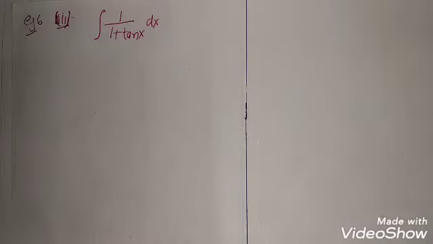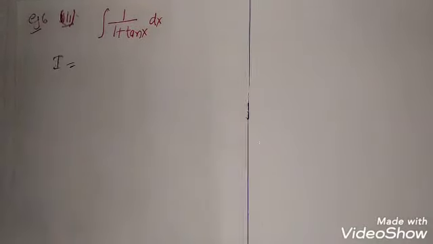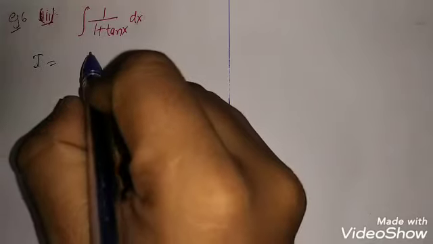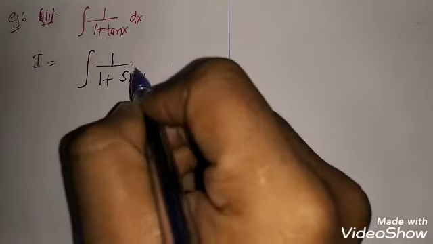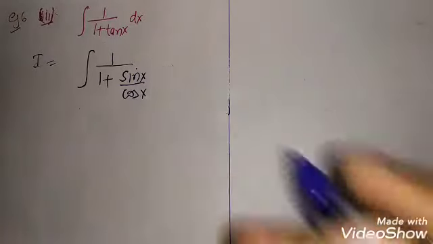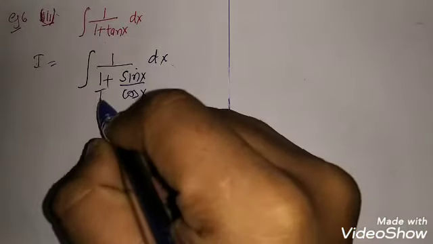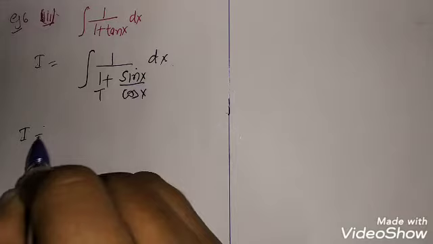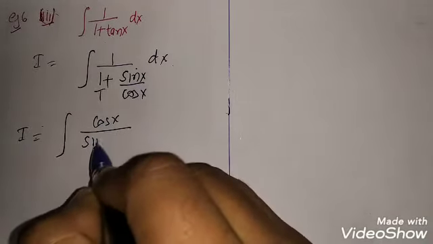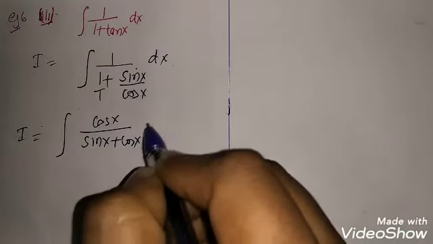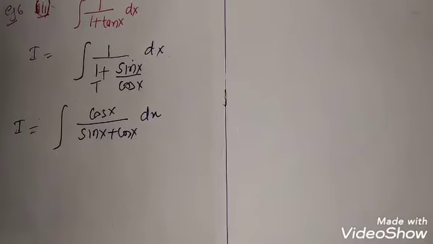How can we do this? Suppose I is equal to the integration of 1 upon 1 plus sin x upon cos x, very easy, with dx. Take LCM in the denominator. What we have is I equals cos x in the numerator upon sin x plus cos x dx.